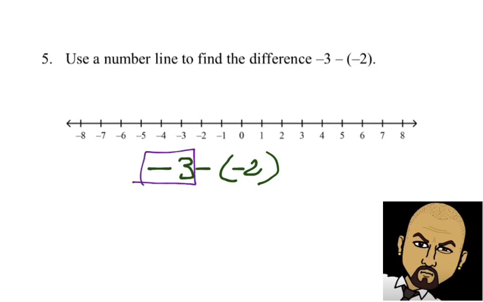You box your terms, you end up with negative 3. That's your starting point. Negative 3 means you're subtracting 3. So you're going to go back 3 from 0. So that leaves us at negative 3.